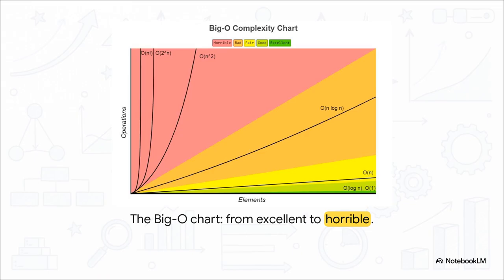That green zone? Those are highly efficient algorithms that stay blazing fast no matter how much data you throw at them. But as you move up into the yellow, the orange, and finally that scary red zone, the number of operations just skyrockets aggressively as the elements increase. If your algorithm lands in that red zone, your system is in serious danger of crashing under heavy load.